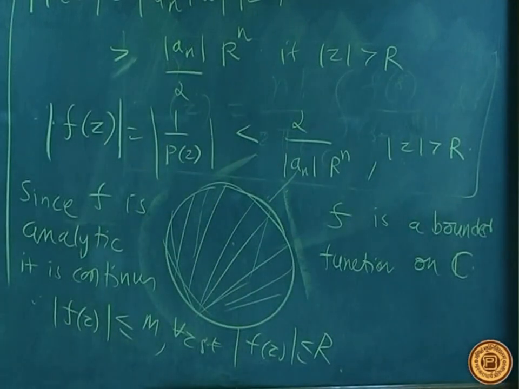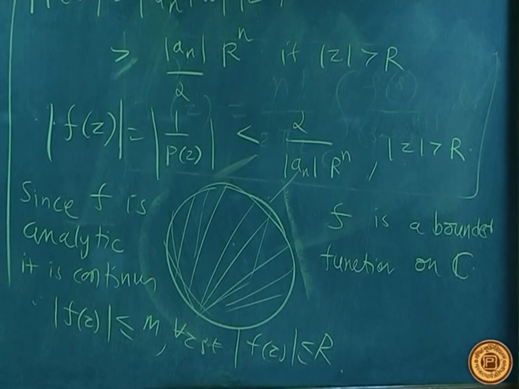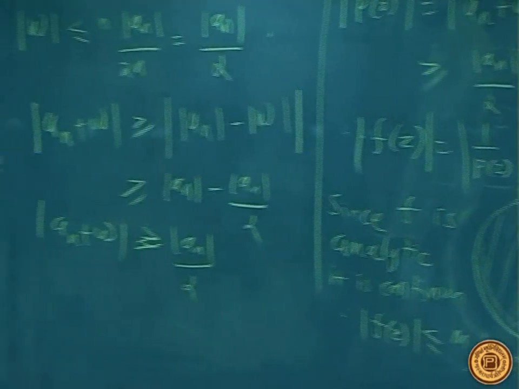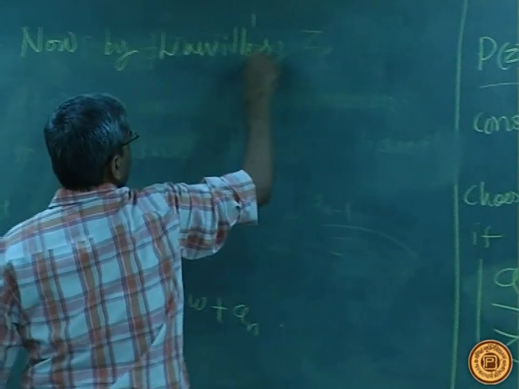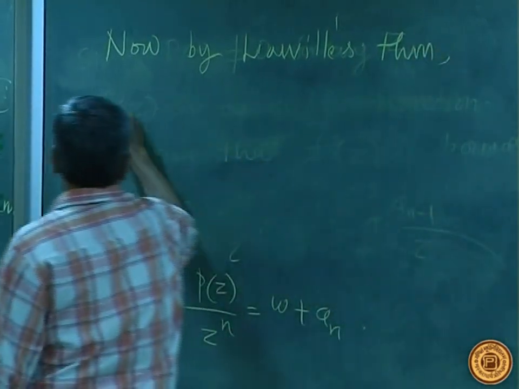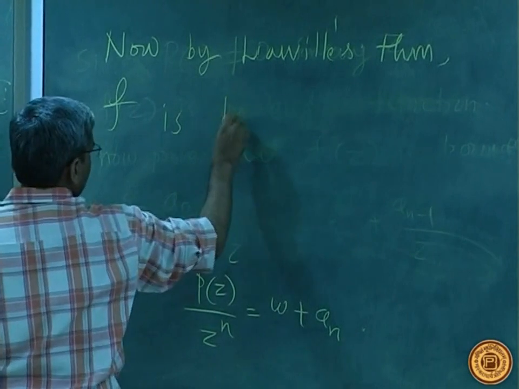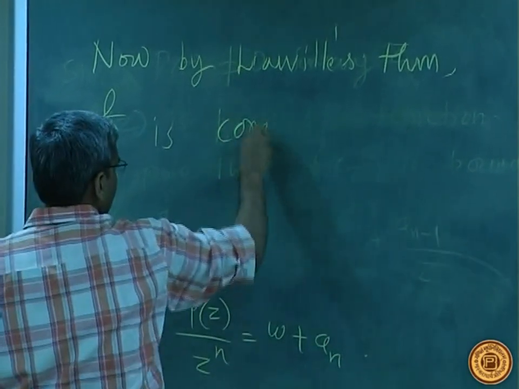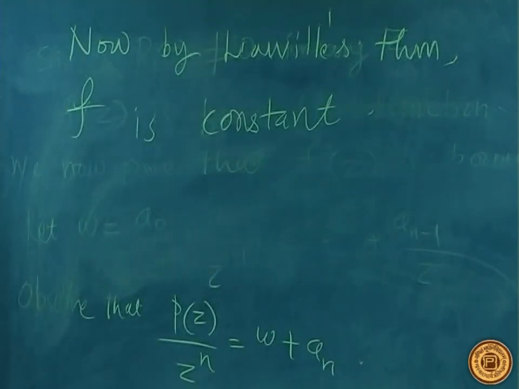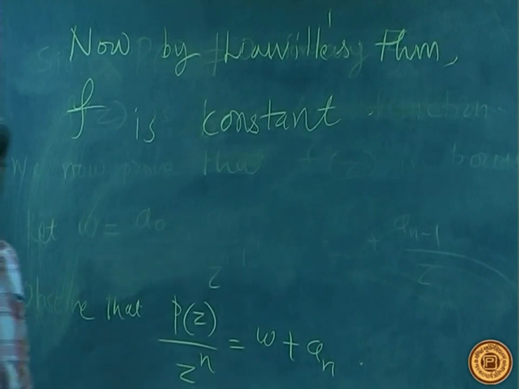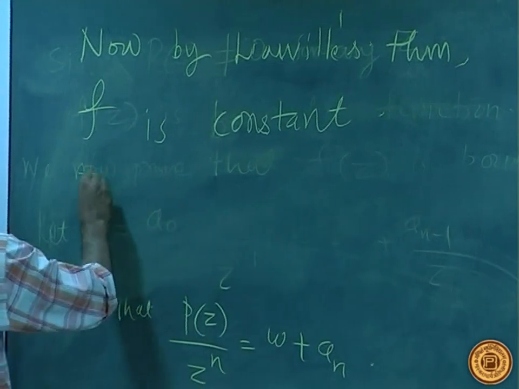by Liouville's theorem, f is constant. Which is a contradiction, because P(z) is a polynomial of degree bigger or equal to 1 and 1 upon P(z) is f(z). So f(z) cannot be bounded, a contradiction.